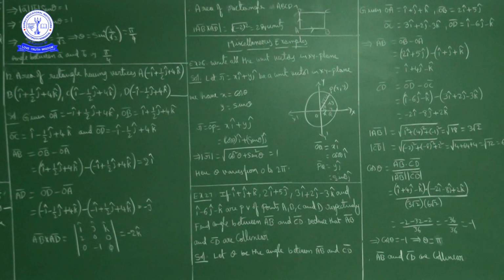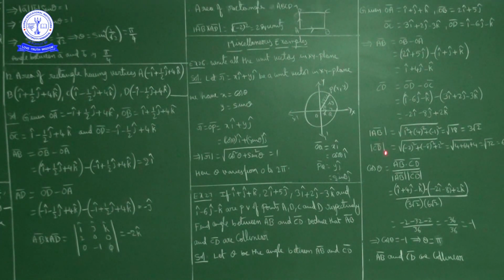Okay. Now we have AB bar and CD bar. Now the magnitude of AB bar is the square root of: i component 1, j component 4, k component minus 1. So 1 square plus 4 square plus minus 1 square, that is 1 plus 16 plus 1, that is square root of 18. Square root of 18, what can we write? Square root of 9 into 2, so 3 root 2. AB bar is 3 root 2.